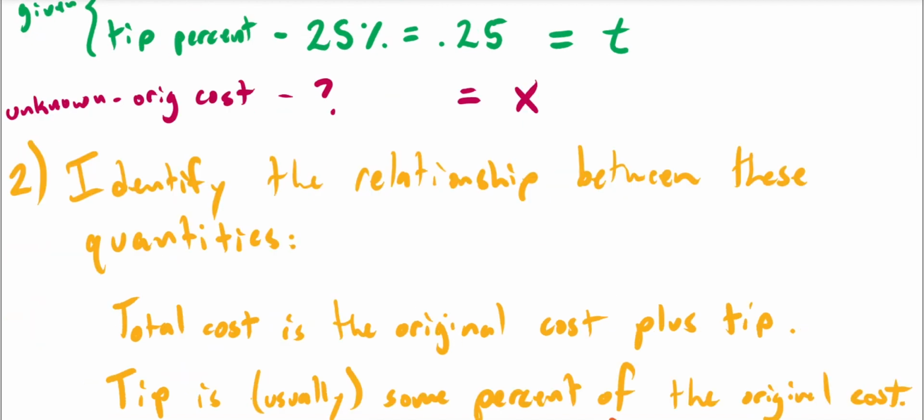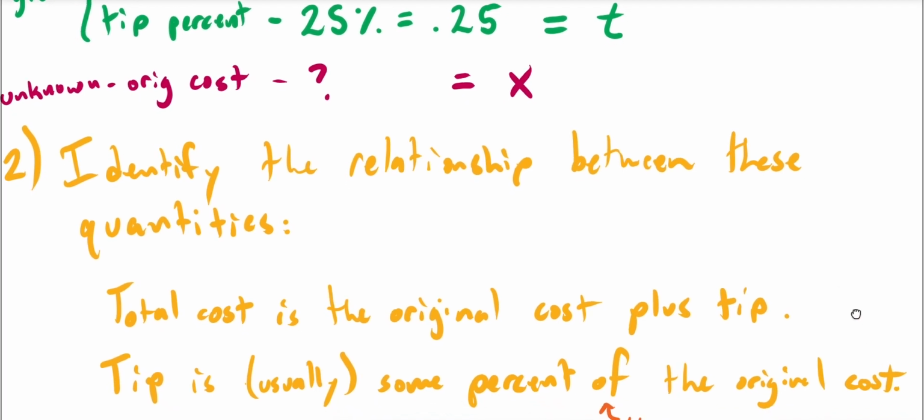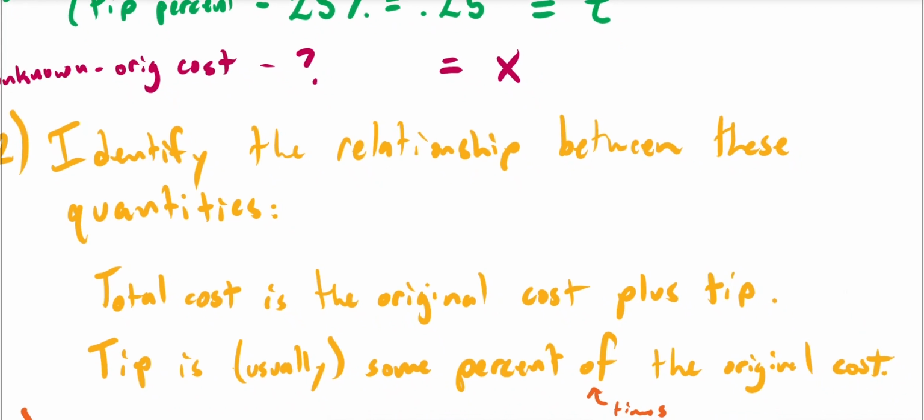Total cost is going to be the original cost plus whatever tip that we left. And tip is usually a percentage of the original cost. Now, when you see the word "of," that is a key math word. We usually say "of" when we're referring to multiplication. Of means times. And so we will see that what we're going to do with our percentage to get the tip from the original cost is to multiply them together.